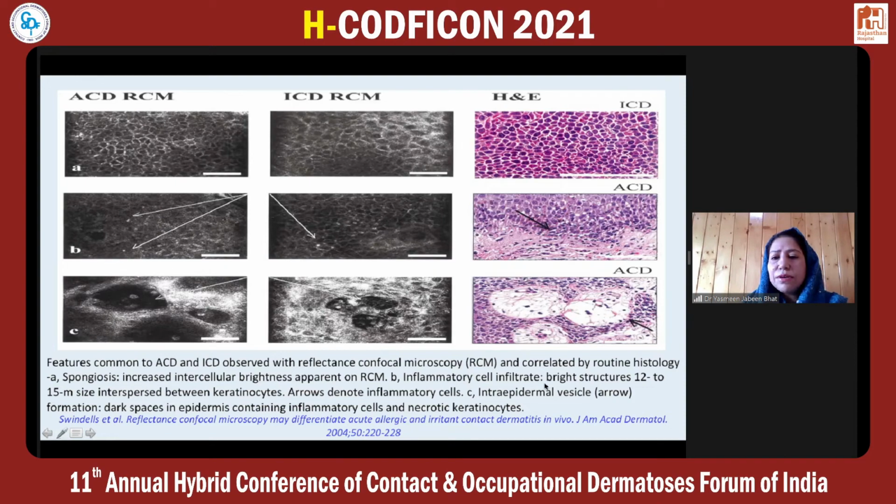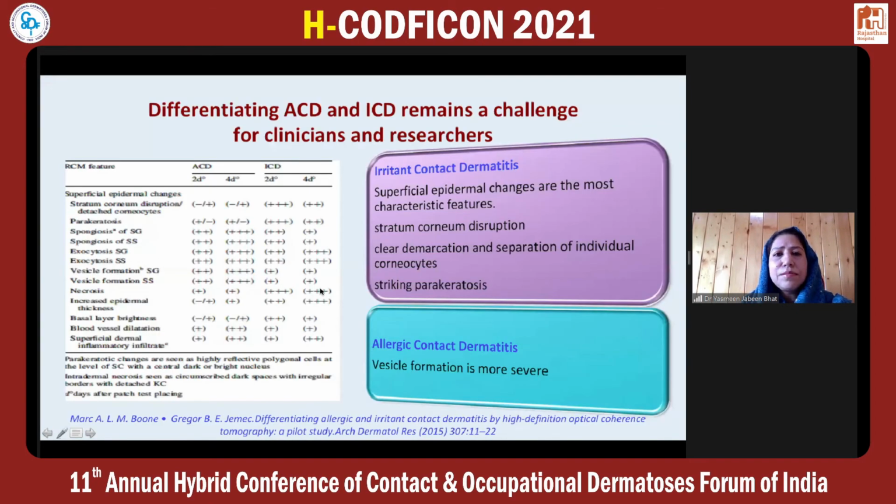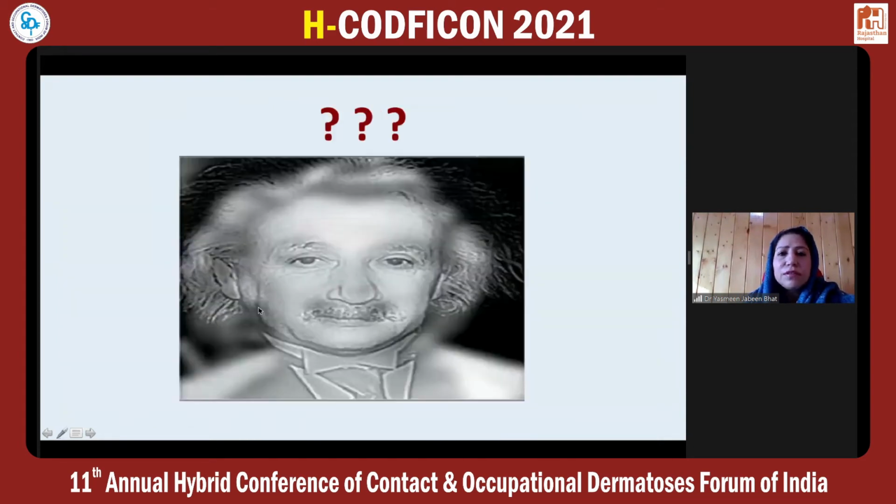Like the inflammatory cell infiltrate can be seen in these. We can see the vesiculation and the spongiosis here and there. The vesiculation is more in case of allergic contact dermatitis compared to irritant contact dermatitis. That's how we can easily differentiate allergic and irritant contact dermatitis by these features. There is vesicle formation in allergic, while in irritant there are more superficial epidermal changes. So that helps in this.